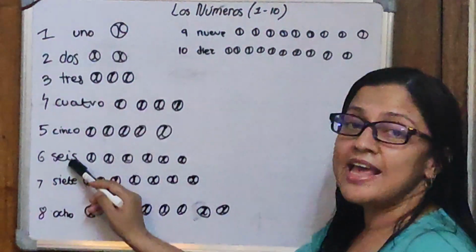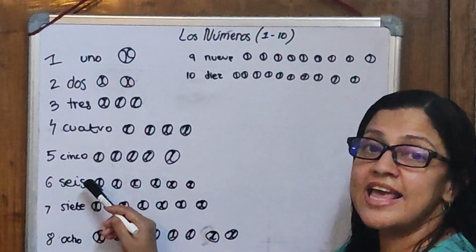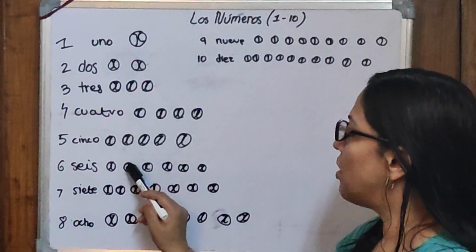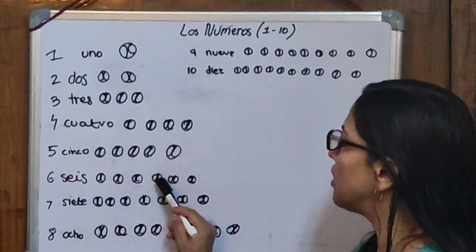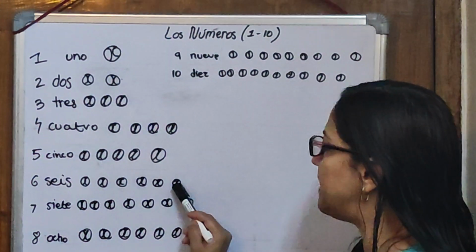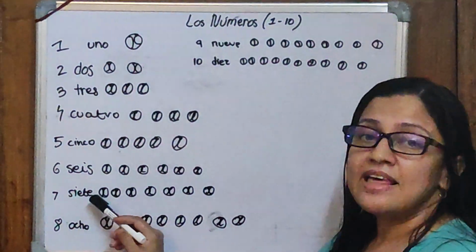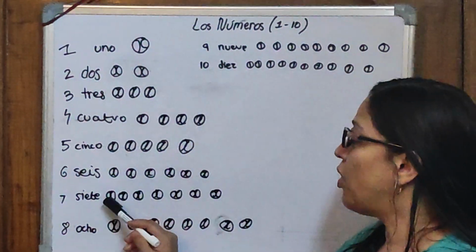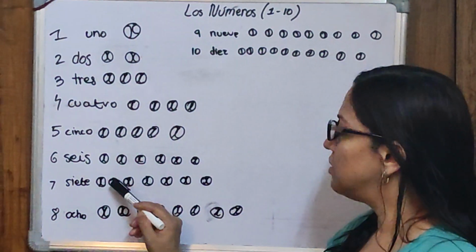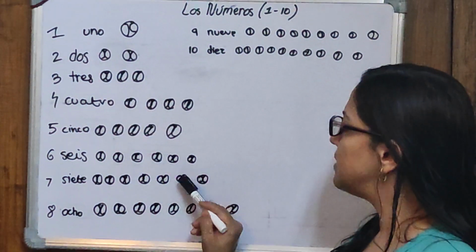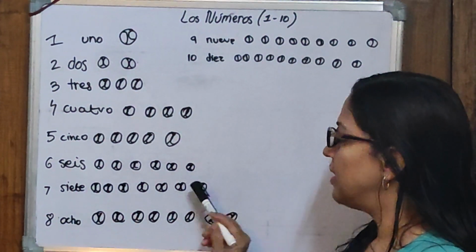6, seis. So how many balls? Uno, dos, tres, cuatro, cinco, seis. 7, siete. So how many balls can you see? Uno, dos, tres, cuatro, cinco, seis, siete.